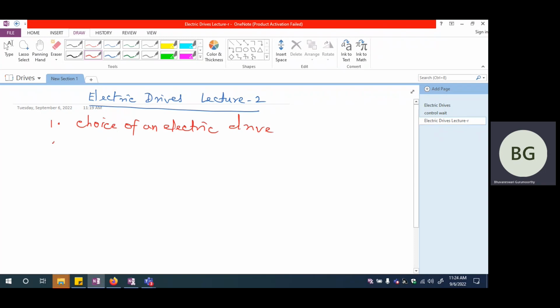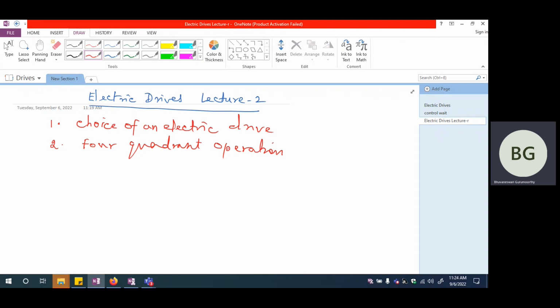And second thing that I'm going to explain is what do we mean by 4-quadrant operation of an electric drive system? How do we really understand the concept of 4-quadrant operation? These are the two things that we are going to really look at today.